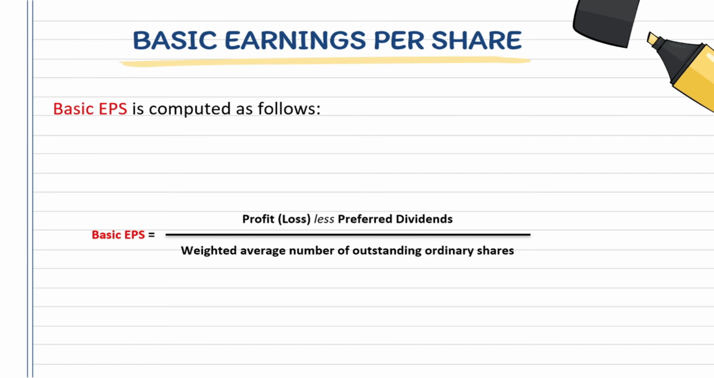So for the profit or loss, or the company's net income, when we say net income, it should be the net income after tax. So if the problem gives a figure before tax, you need to remove the tax effect first to get the net income after tax.